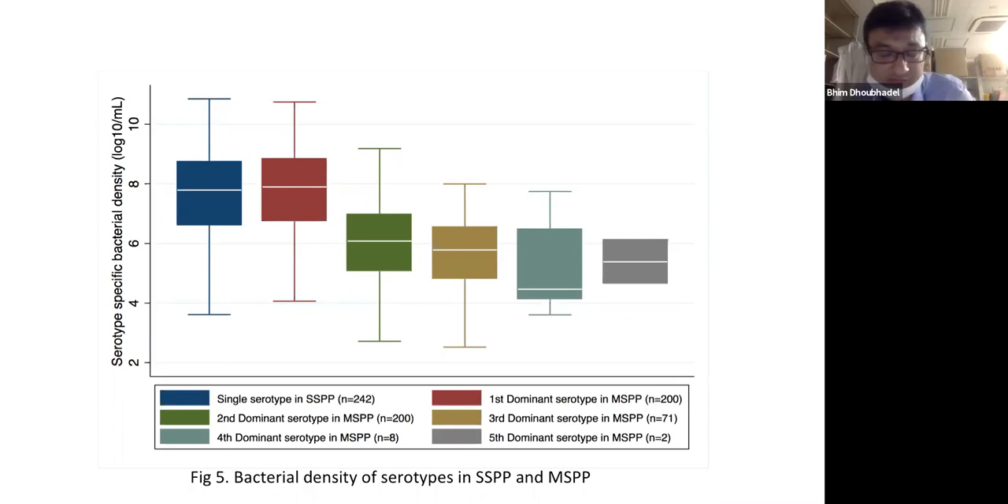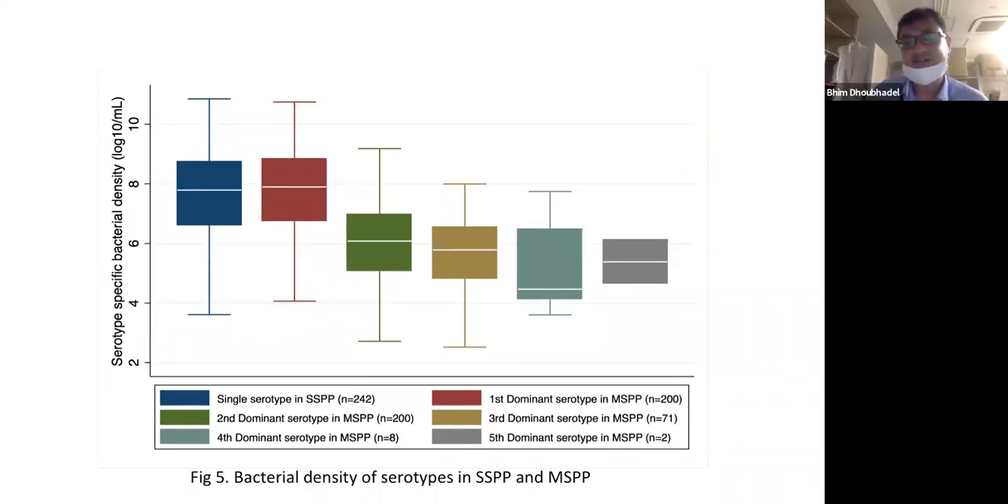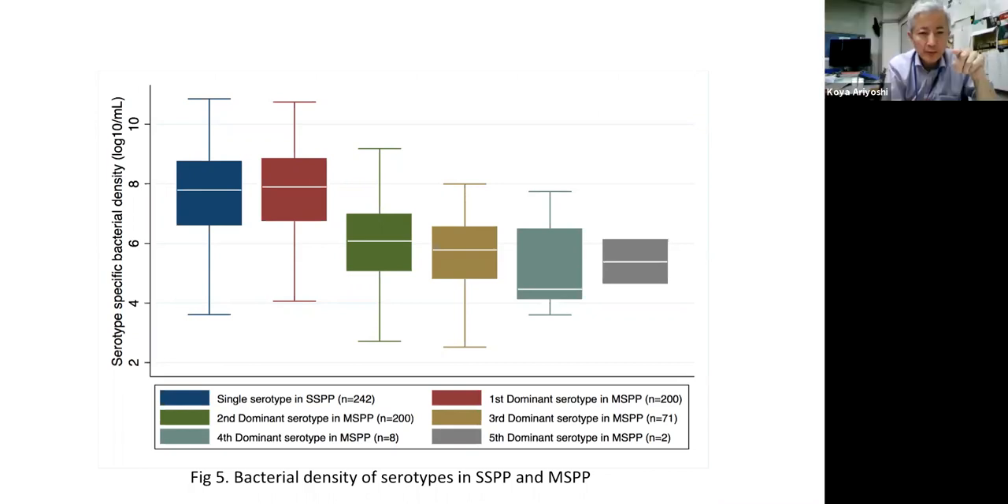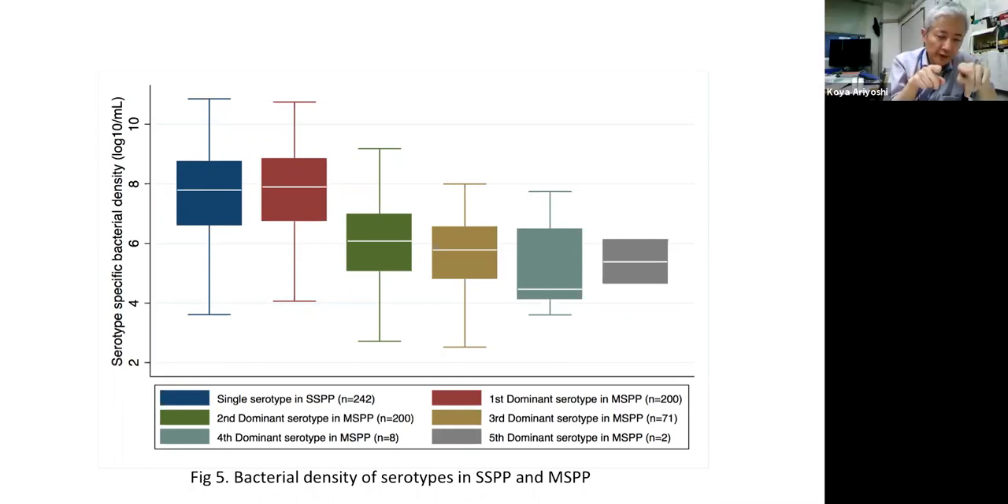The load and density analysis I haven't done, only the qualitative one, because the load is so low. Because it was adults, not very low like children, very very low. It's mostly like 10 to the power 3, 4. Right, but then you found multiple serotypes, so that means the difference between first dominant and second dominant might be very small.